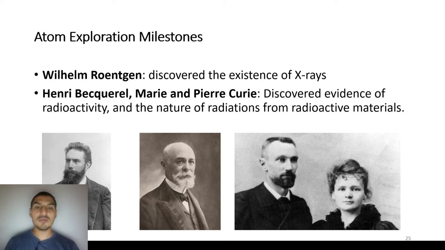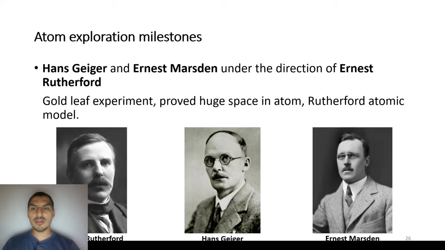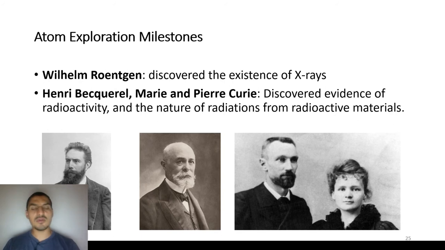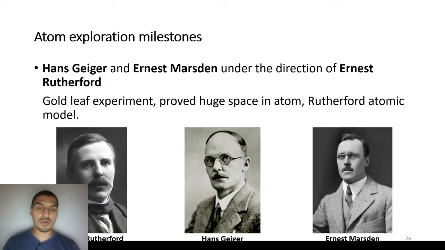At the same time, Henri Becquerel and Marie and Pierre Curie were doing experiments on radioactive materials, and they discovered the radioactive behavior of elements and the nature of radiations and radioactive materials, and they found elements that were not known before, like polonium. And then we mentioned that they knew about the alpha, beta, and gamma particles, and the alpha particle was used later in many experiments for the exploration of the neutrons, as we mentioned before.